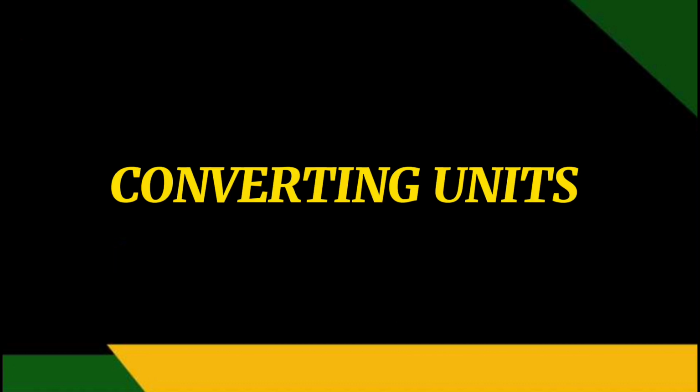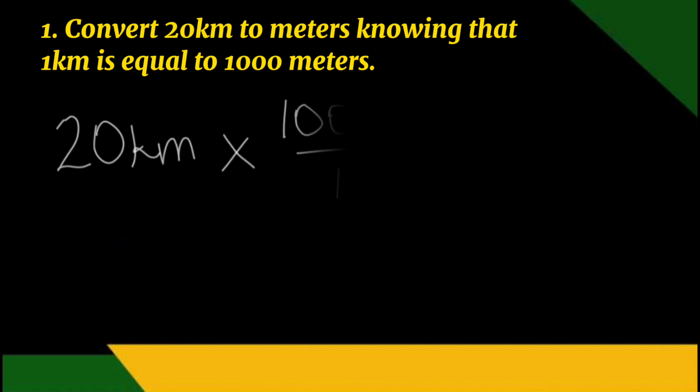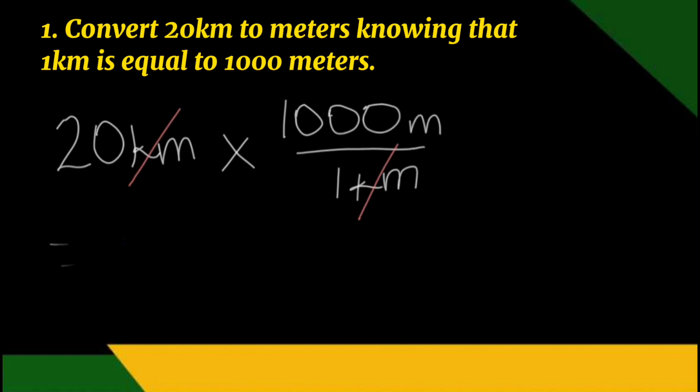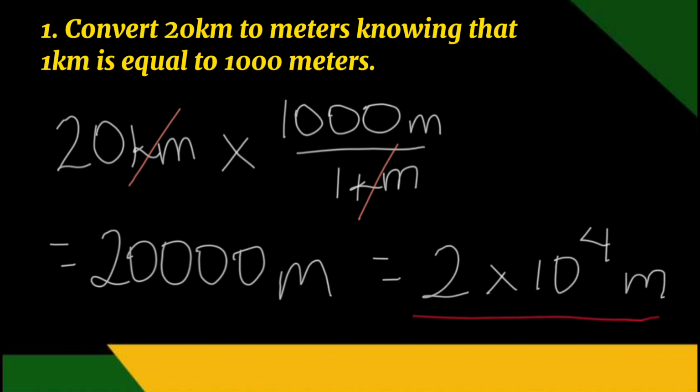Moving on to converting units. To convert 20 kilometers to meters, we will simply multiply 20 kilometers times 1,000 meters over 1 kilometer and cancel the same units, and the answer would be 20,000 meters. To represent the large number, we will convert it into scientific notation. So we will move the decimal point 4 times to the left. So our final answer would be 2 times 10 raised to 4 meters.